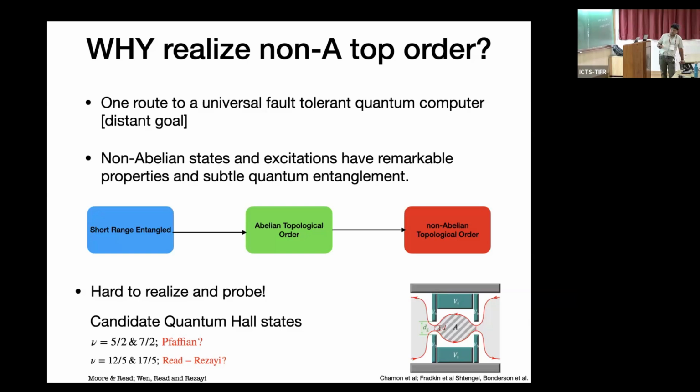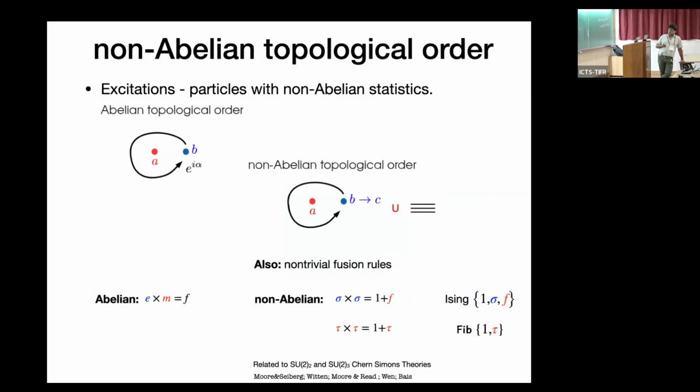This was already suspicious, and the first topological order I talked about, the Ising topological order, is related to the most compelling proposal for this particular state, but again, it's not fully experimentally proved.